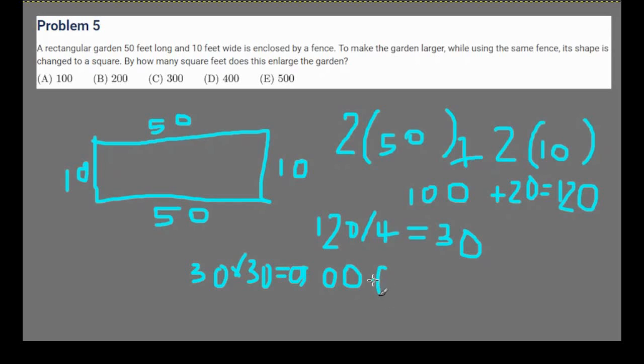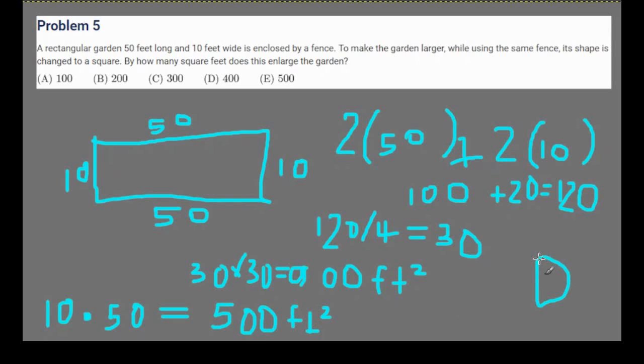We found out the area of the square, but the problem is not asking for that. It's asking for the difference between the area of the original rectangular garden and the area of the square. And we need to find out the area of the rectangle, which is length times width. 10 times 50 equals 500 square feet. And 900 square feet minus 500 square feet provides a difference of 400 square feet. And this makes our answer D.